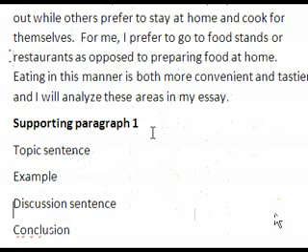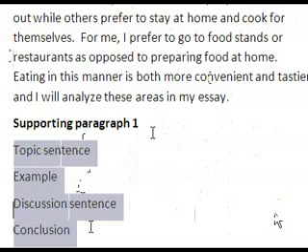Now the way the sentences work is the topic sentence introduces the idea we're going to speak about, which is how restaurants are more convenient. The example is an example of how the restaurant is more convenient than cooking at home. The discussion sentence explains how the example proves the topic sentence. So the discussion sentence is the link between the example and the topic sentence. Finally, the conclusion links the topic sentence to the thesis. So it shows how the topic sentence proves the thesis, and keeps the entire supporting paragraph linked to the essay.